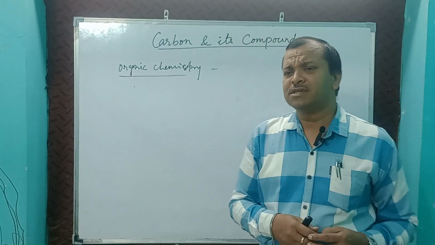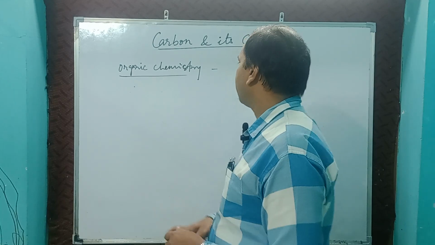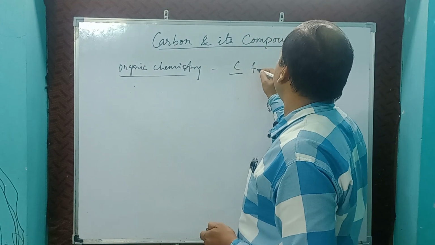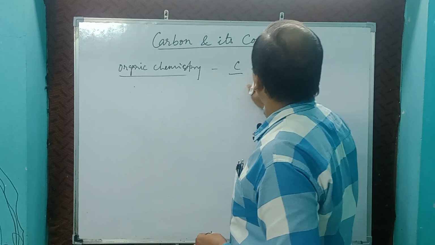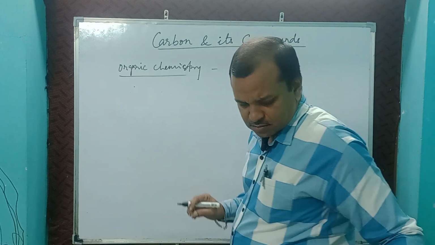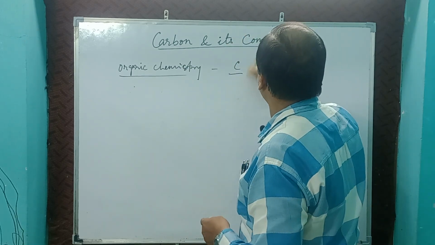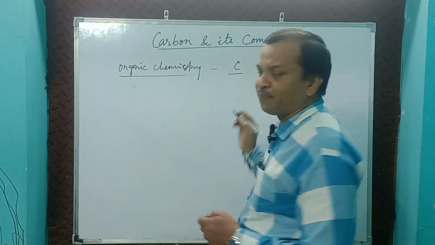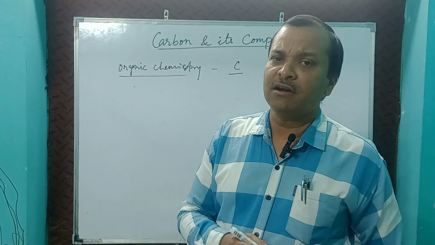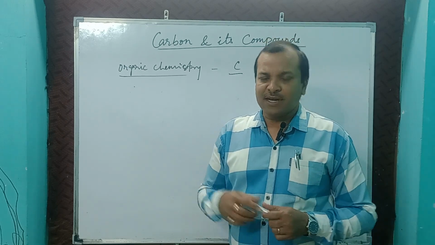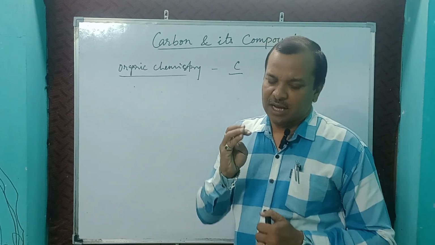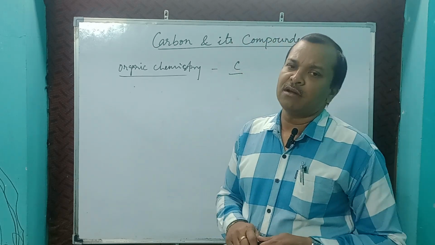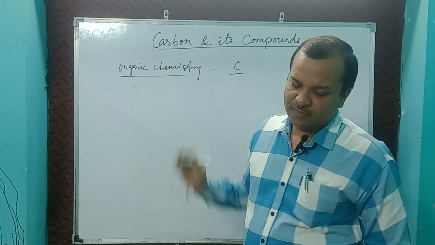Most of the compounds of organic chemistry contain C, carbon. Carbon is one of the most important elements in organic compounds. Except carbonates, carbides, bicarbonates and sulfides, all such chemical compounds consist of carbon.